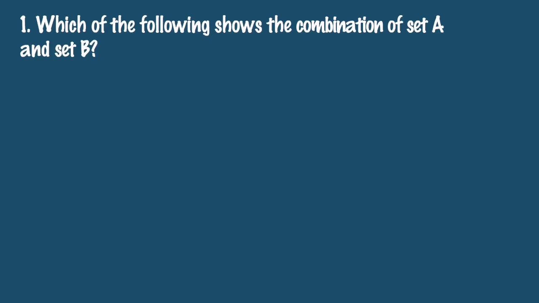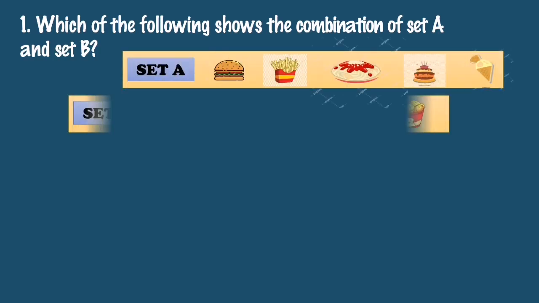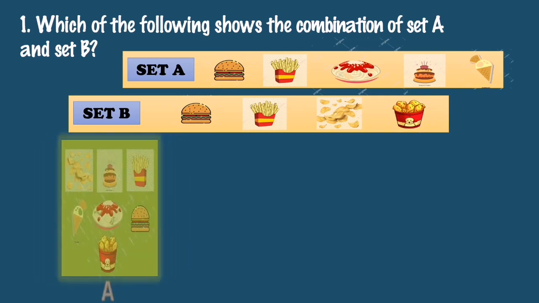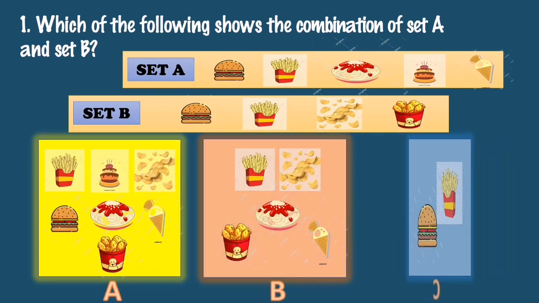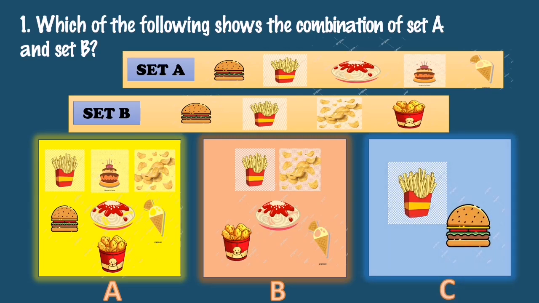Let's have item number 1. Which of the following shows the combination of set A and set B? Is it box A, box B, or box C? I'll give you 5 seconds to answer. Timer starts now.